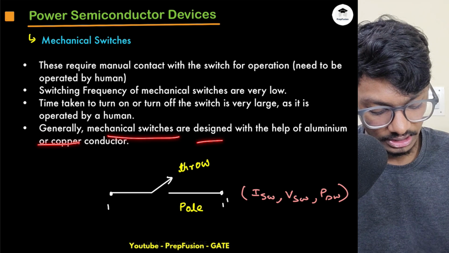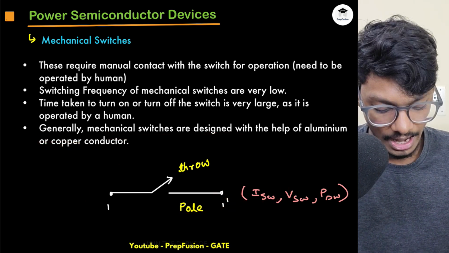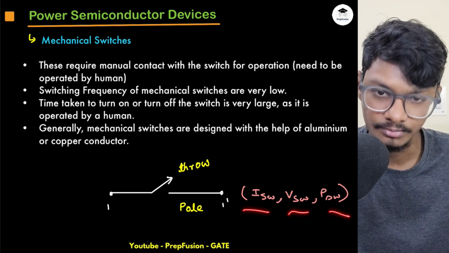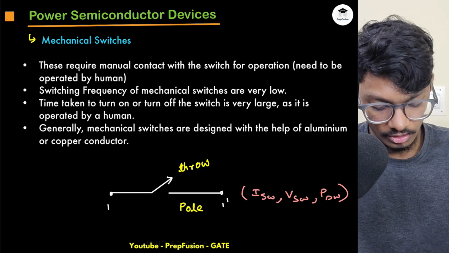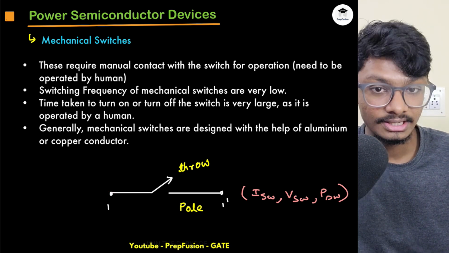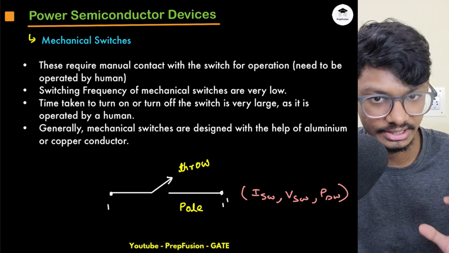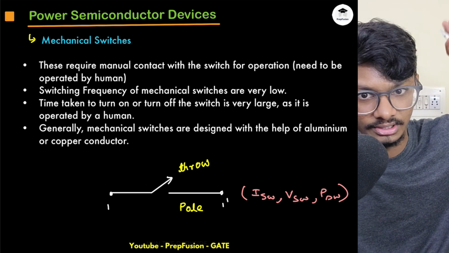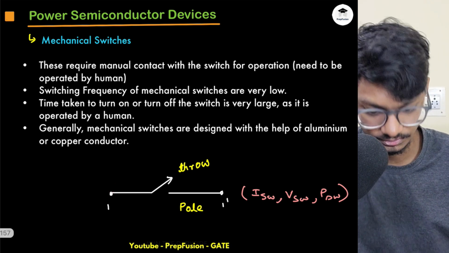Generally, mechanical switches are designed with aluminum or copper conductors. The parameters are the current, voltage, and power through the switch. We will understand the power of the switch as well. Now, we don't use these switches, but let's understand the characteristics of a switch. What does a switch do? Let's first understand that, and then we'll understand electrical switches two lectures after this. First we'll understand the characteristics of a switch.